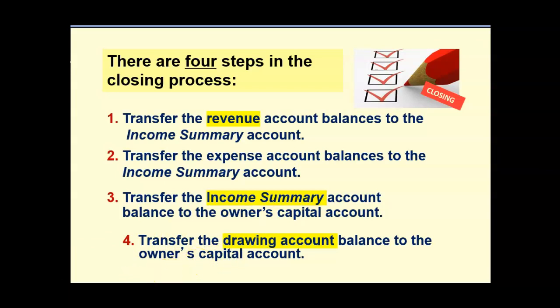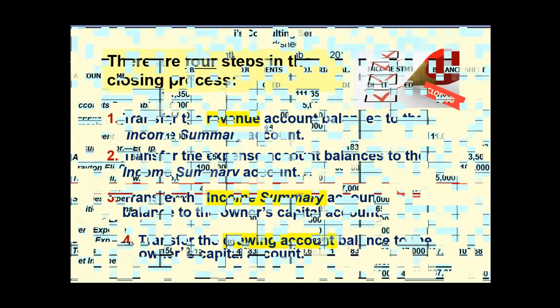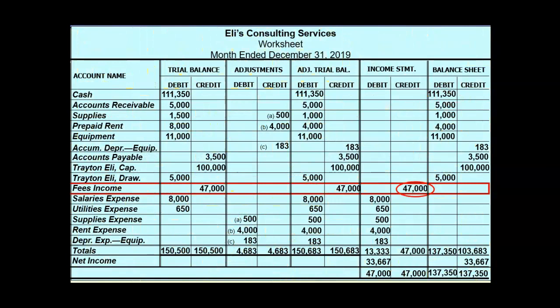So I made up an acronym, REID, R-E-I-D, which identifies the 4 steps of the closing entry process. During this process, we're going to close out our revenue accounts, close out the expense accounts, close out the income summary account, and close out the drawing account. So REID identifies the 4 steps of the closing entry process.